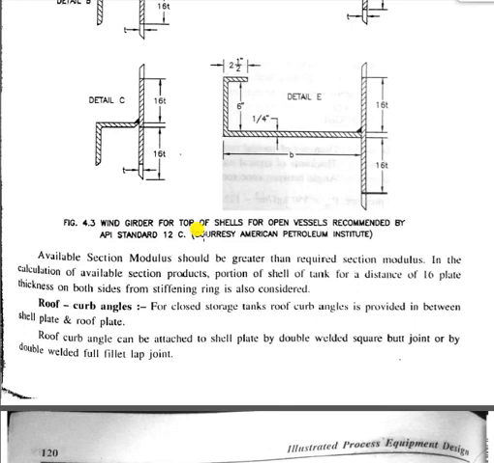The available section modulus should be greater than the required section modulus. In the calculation, the available section modulus includes the portion of the shell of the tank for a distance of 16 plate thicknesses on both sides of the stiffening ring. On both sides of the ring, it should be considered as part of the stiffening ring.